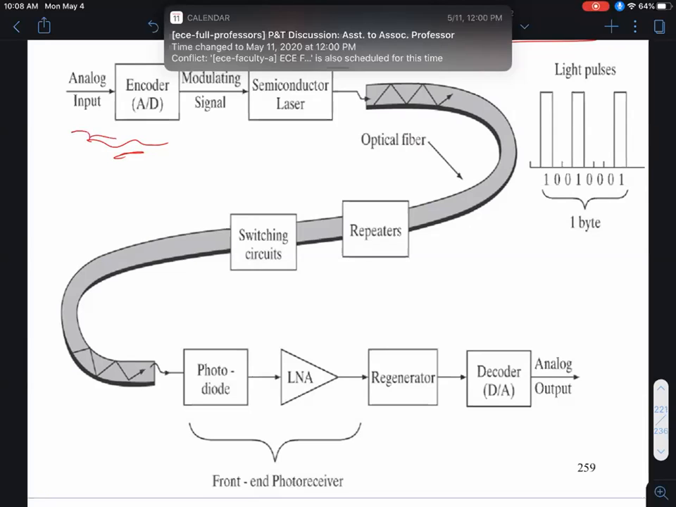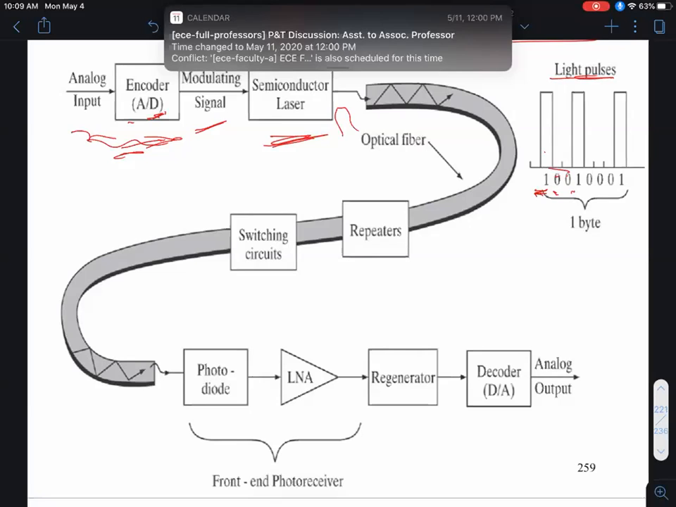So this analog input, which is my video, would be converted to an electrical signal through some sort of an A to D converter. The analog signal is converted to a digital signal, and then that is used to modulate a light source, such as a semiconductor laser, or maybe an LED. A laser is typically what's used. You convert these digital ones and zeros into light pulses, as shown over here. Every digital bit 1 corresponds to a light pulse. Zeros, no light output on the laser.